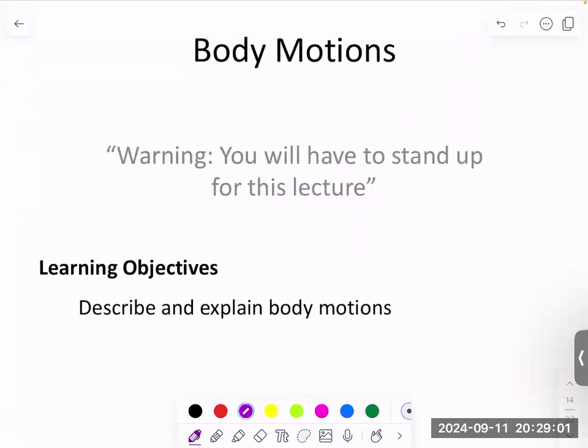Body motions. We have to describe, and we're gonna have to get used to this, motions of the body across our joints. This is part of our joint lecture. Probably gonna have a lot of you guys stand up for this. You might as well stand up now. Let's stand up. Let's wake up. Give yourself some distance from your neighbor. I don't want you whacking them.